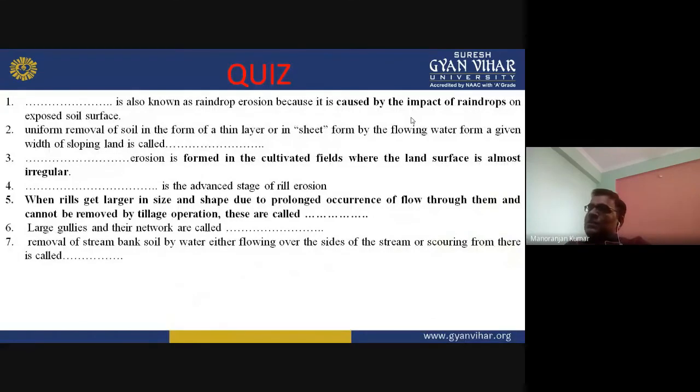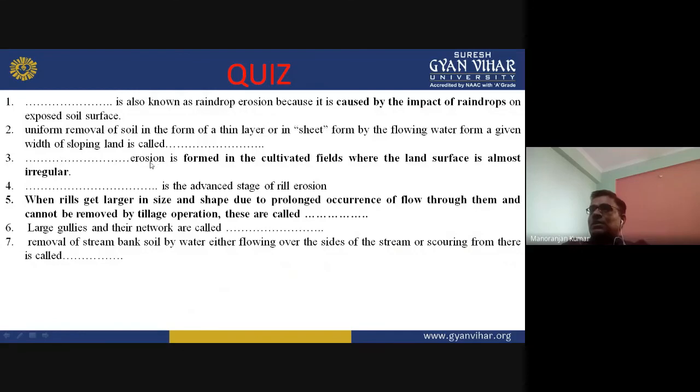The second question: the uniform removal of soil in the form of a thin layer or in sheet form by the flowing water from a given width of sloping land is called what? In which type of erosion does soil and water flow along a thin layer? The correct answer is sheet erosion. In sheet erosion, the mixture of soil and water flows in the form of a thin layer.